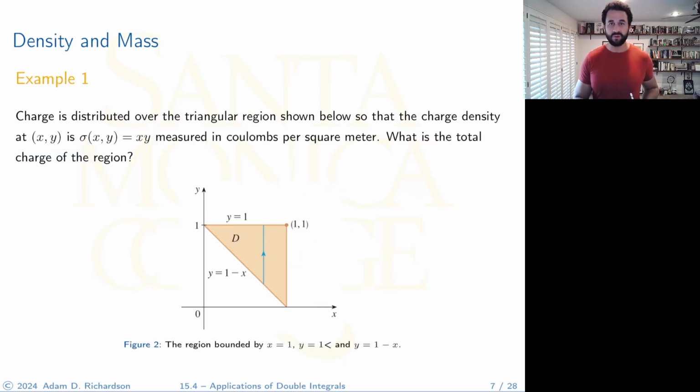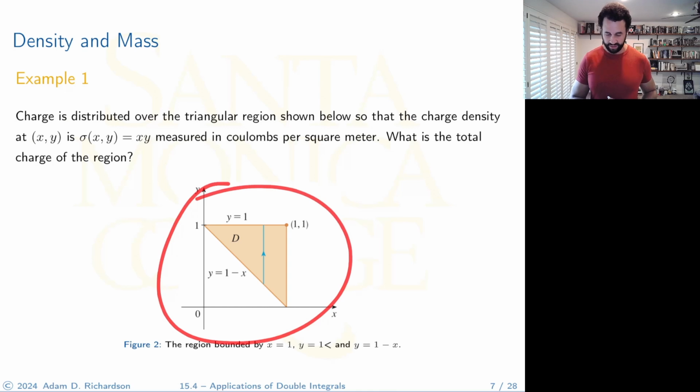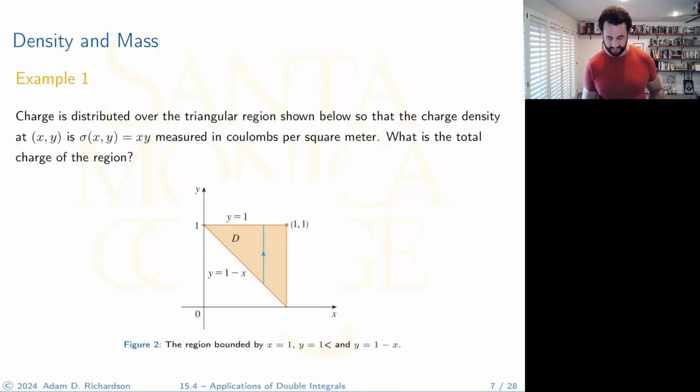Okay, so let's try to find the mass in this example. So let's say that we have a charge distributed over the triangular region shown below here, and we're going to define the charge density in that region based on this function here. So the charge density is x times y, measured in coulombs per square meter. And the question is, what is the total charge of the region?